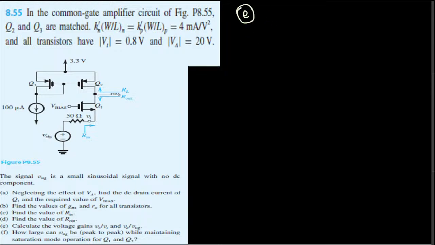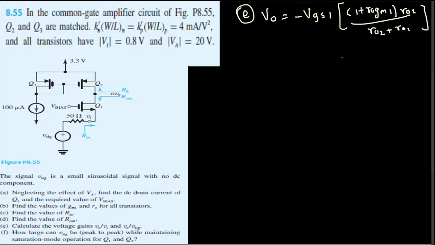If you remember, in part C we derived an equation: V output is equal to negative VGS1 times 1 plus RO GM1 times RO2 divided by RO2 plus RO1. This equation I derived in part C of the question from scratch. So if you want to know how to derive it, you can go ahead and watch that one.